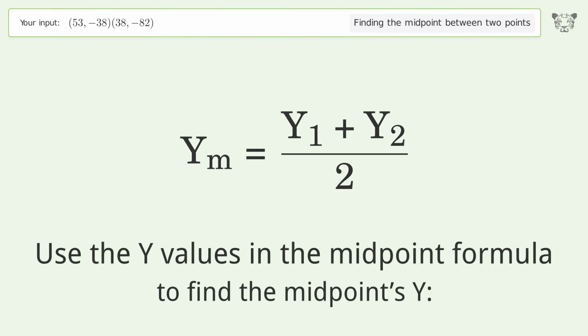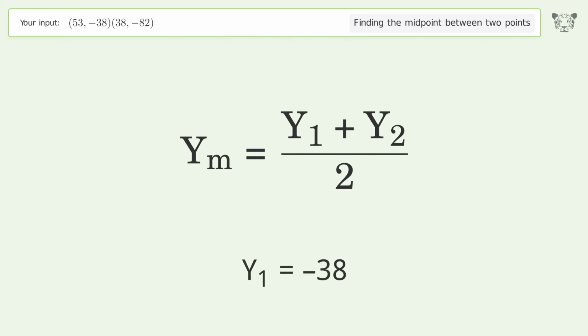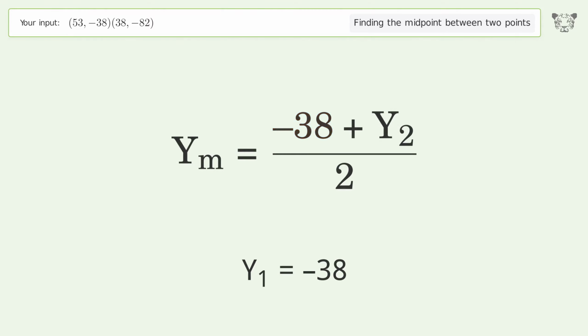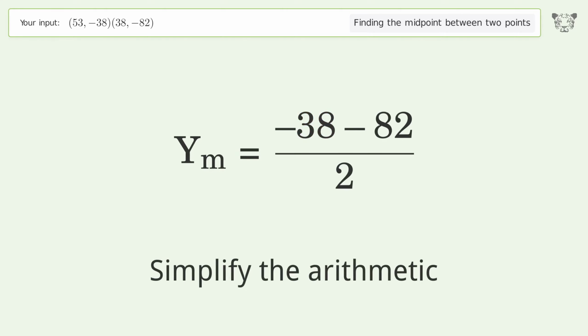Use the y values in the midpoint formula to find the midpoint's y. y1 equals negative 38. y2 equals negative 82. Simplify the arithmetic.